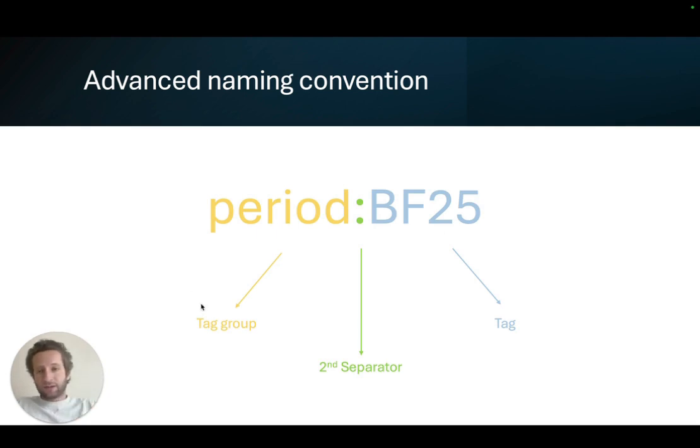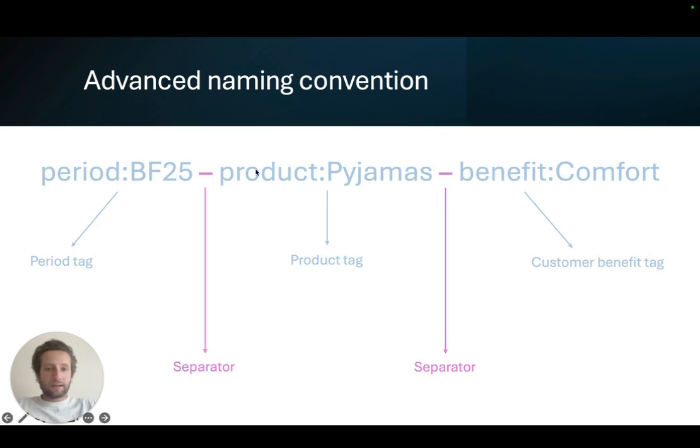Here, in terms of definition, on the left we're going to call this a tag group, a group of tags. On the right, that's my tag, so bf25 is a period, but I could have bf24, bf22, bf25, etc. That's why we call it a tag group. And I have a second separator that appears. Instead of a dash, here I have a colon. This naming convention, let me bring you back to it, is the most common of the advanced naming conventions. It's dash colon. That's why I'm showing it to you.